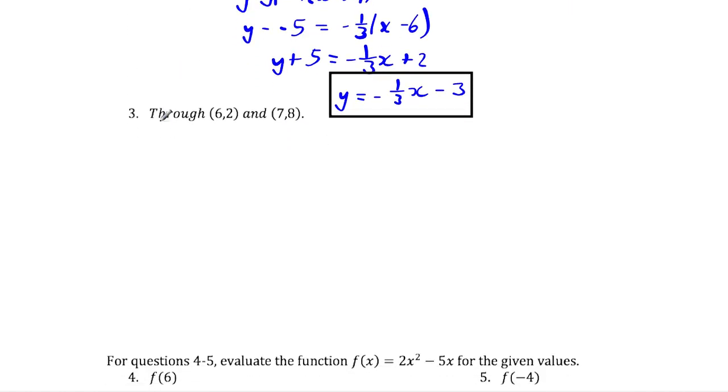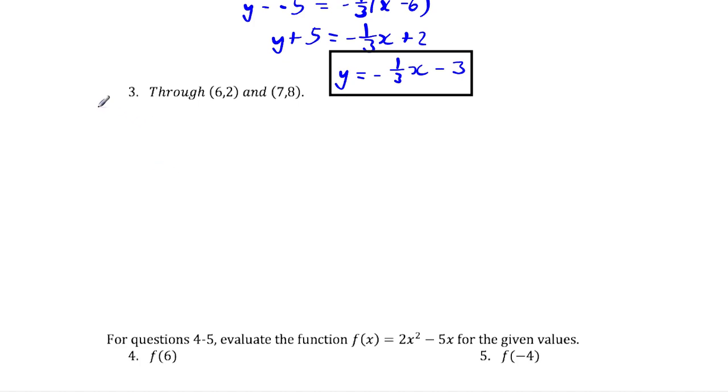Next up, I'm given 2 points. So what I actually need to do first is find the slope. So slope is y2 minus y1 divided by x2 minus x1. So that's just the difference in the y's, which is 8 minus 2, divided by 7 minus 6, which actually turns out to be 6/1, or 6.